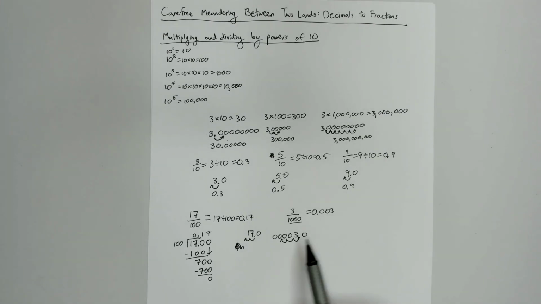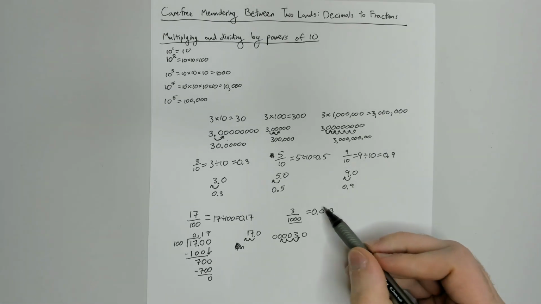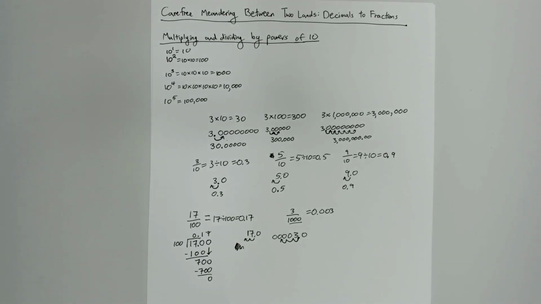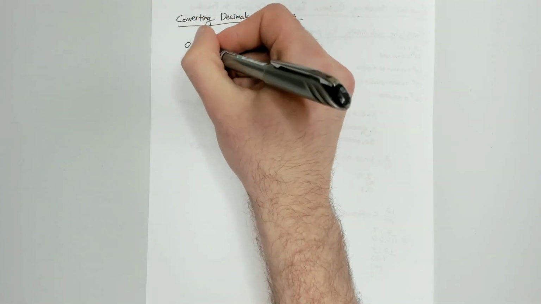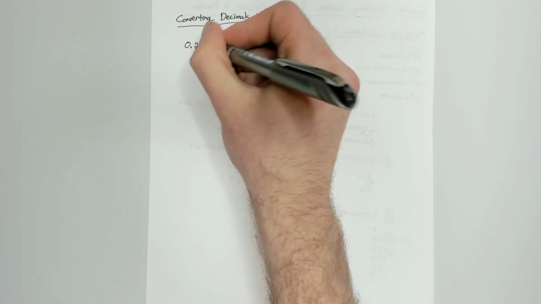So instead of having to do the long division every time, we're able to just convert it by moving the decimal over. So that is how you multiply and divide by powers of 10. So why is this going to be useful for us with converting decimals to fractions? Let's find out. All right, so let's say I take a decimal here, 0.24. All right, and I want to convert that into a fraction. Well, how can I do that?